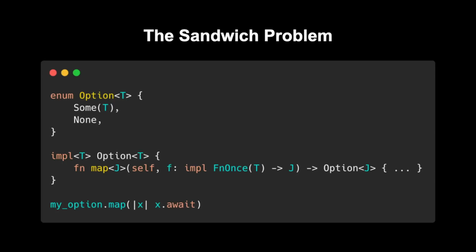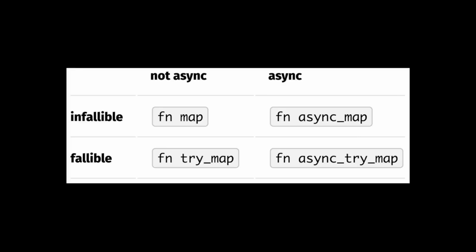To solve this problem, we could provide a new method called async_map, which does provide an async closure. However, this can result in an explosion of methods, especially if we add other effects. For example, a map method that can fail and can be async. If this was the case, we would have to have four different methods for each combination. As you can imagine, this list will grow exponentially if we add more states. Keyword generics would help solve both the duplication problem and the sandwich problem. Let's see how they would work in practice.